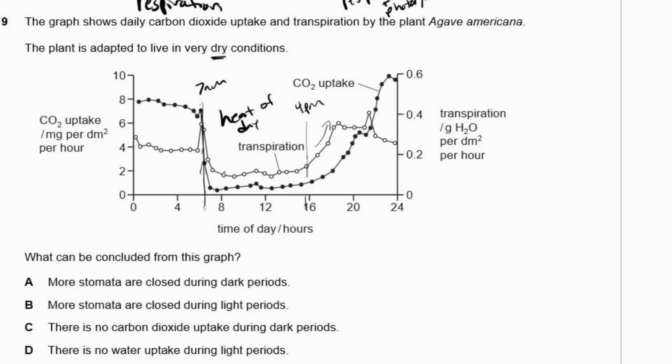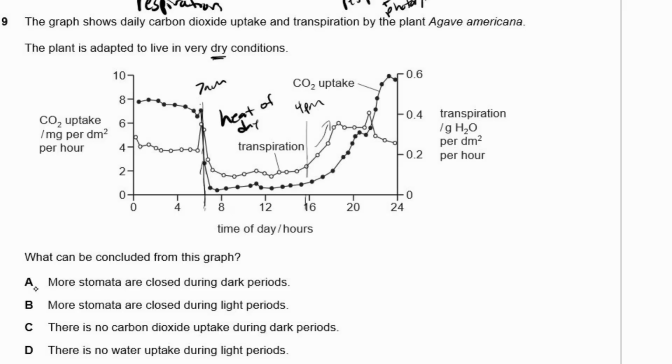So during the heat of the day, it looks like the transpiration drops and the CO2 drops because the stomata are closed. And very, very dry places also are often very, very hot places. Not necessarily, but they are often very, very hot. So if they have their stomata open and have lots of photosynthesis happening during the day, they'll lose too much water, and then they'll wilt and die very quickly.